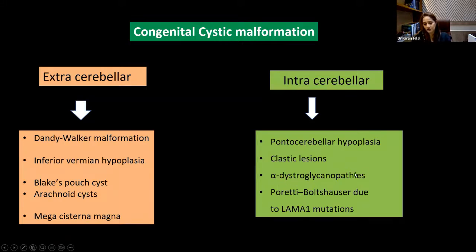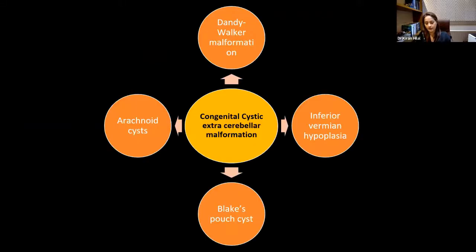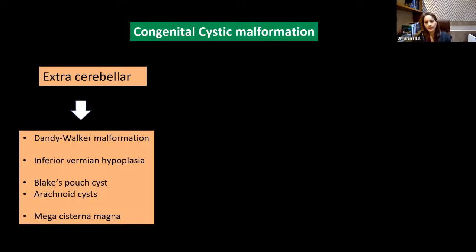So all these conditions can lead to a cystic lesion in the posterior fossa, but the location is going to be within the cerebellum. But again, because of the shortage of time, I'm going to talk only about the extracerebral CSF spaces or pathologies, because these are the most common in our daily routine, especially in the pediatric population, but not only in the pediatric, in adults as well.